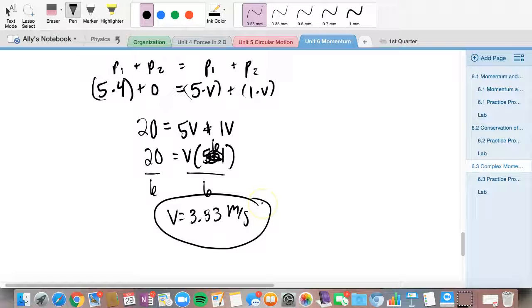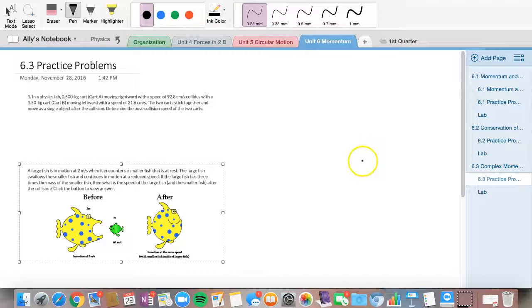And that's it for our 6.3 video. It's basically the same type of problem, and I just did a bunch of examples. So your practice problems, you have 2. The first one does not have a diagram, so you need to draw the diagram. You need to label everything. The second problem does give you a diagram, but not everything is labeled. So you still need to label your mass and your velocity of each object before and after, and then show all your work.